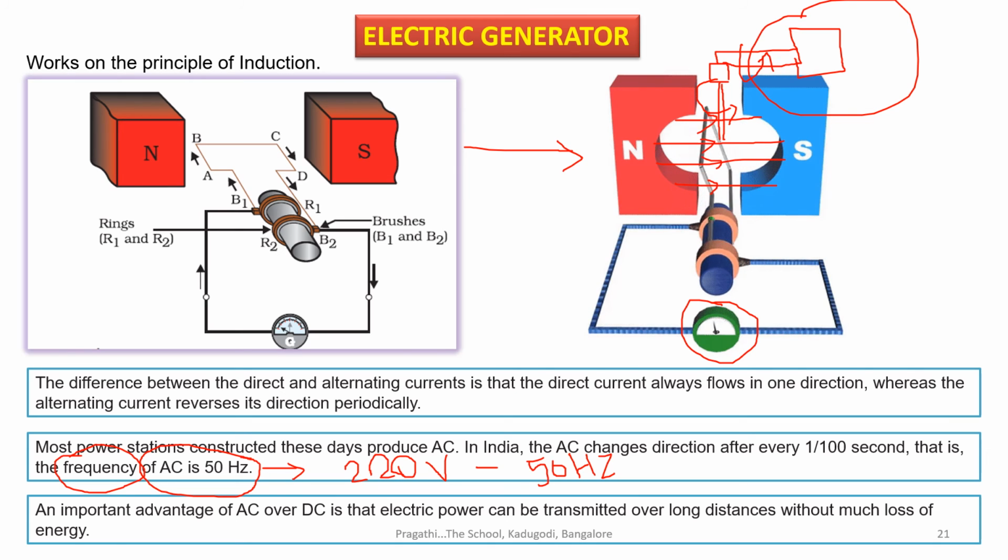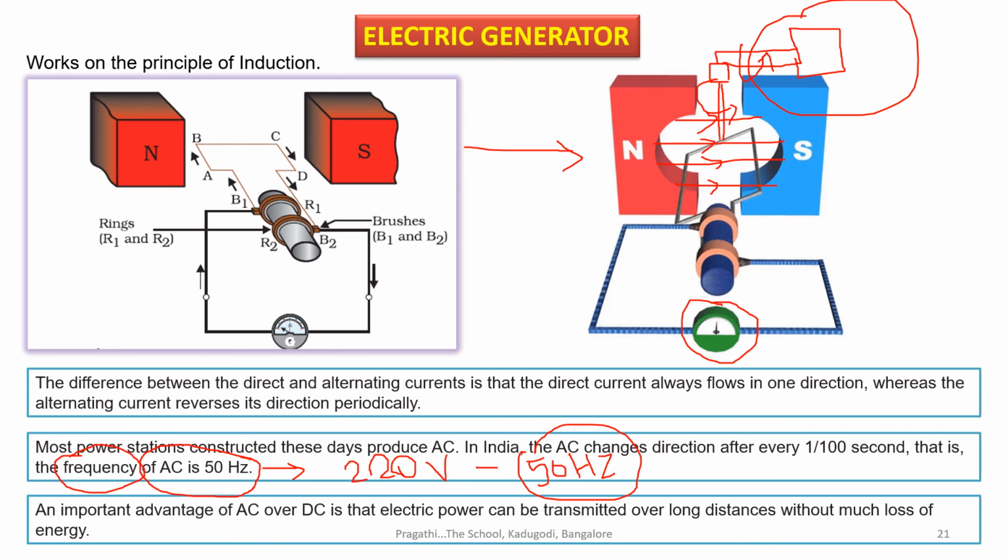Different countries use different ratings. So in India we use 220 volts as AC. AC current is 220 volts. Then sorry, not current, AC voltage. AC voltage is 220 volts, and frequency is 50 hertz.